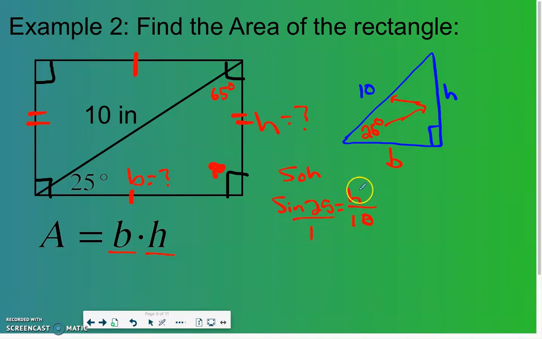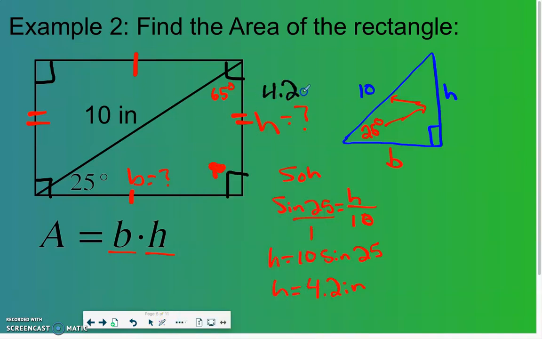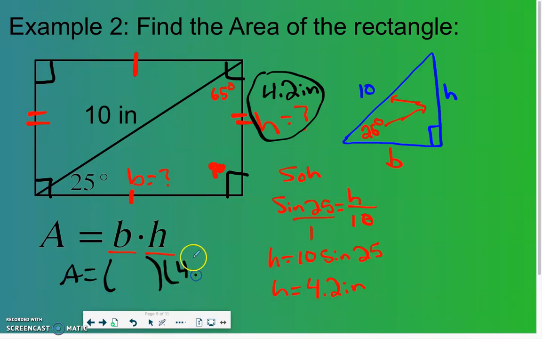Put it over 1. We're going to cross multiply, and we get h is equal to 10 sine of 25. Punch that in your calculator, and you get h is equal to 4.2 inches. And that's representing this value. So we're going to change that up here. So now I got 4.2 inches as my height. So I've got A is now equal to the base, which we don't have yet, the height, which is 4.2.